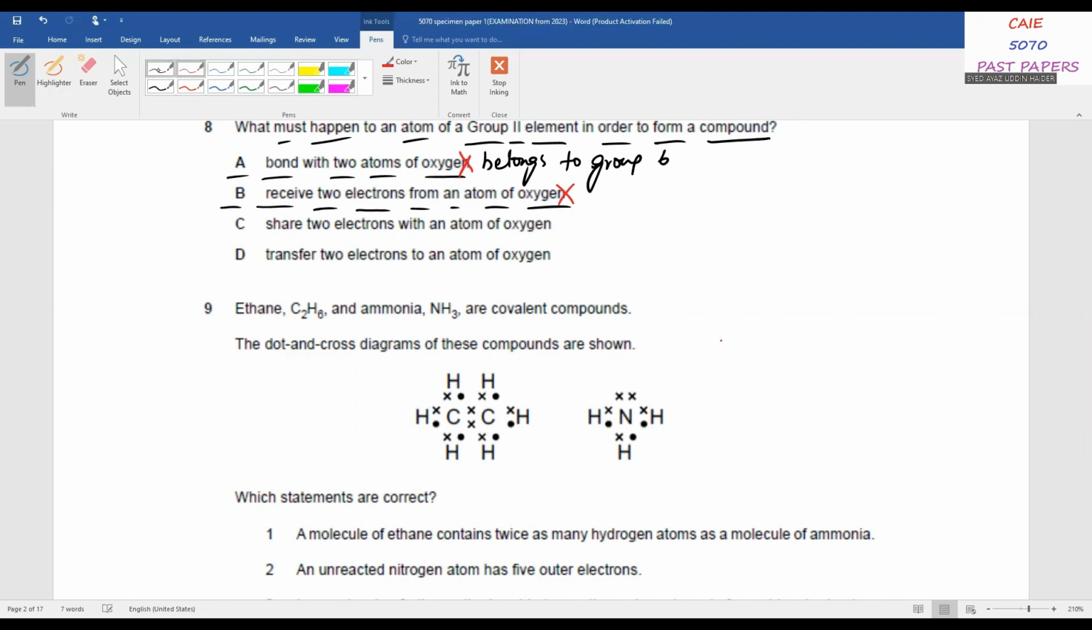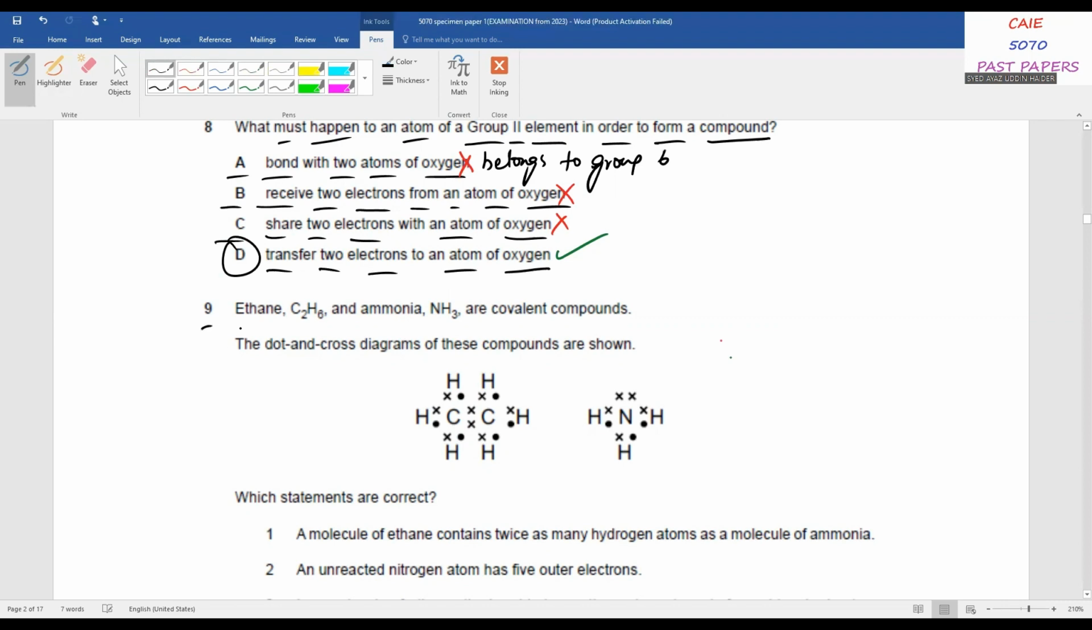It will lose electron. C, share two electrons with an atom of oxygen. Again, it will not share electrons. So we are left with only D, which will be the right statement. I'm reading transfer two electrons to an atom of oxygen.